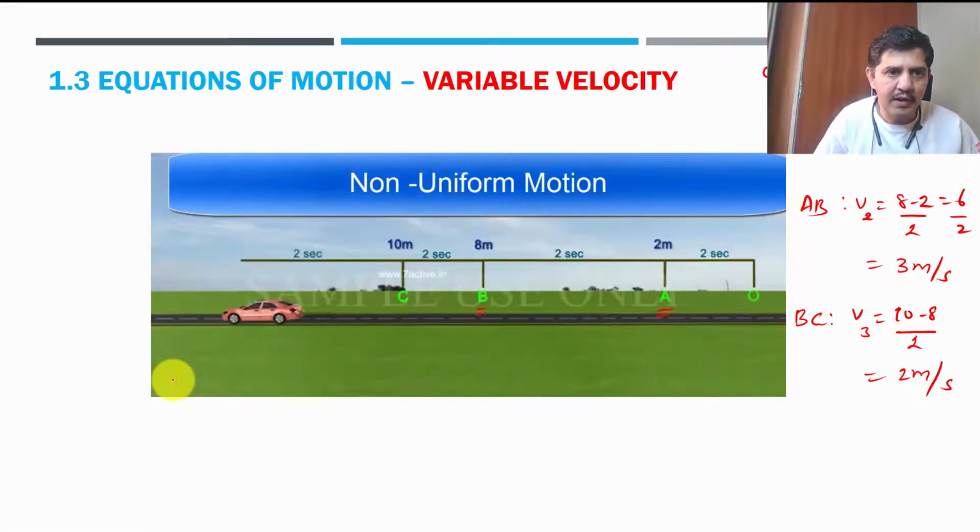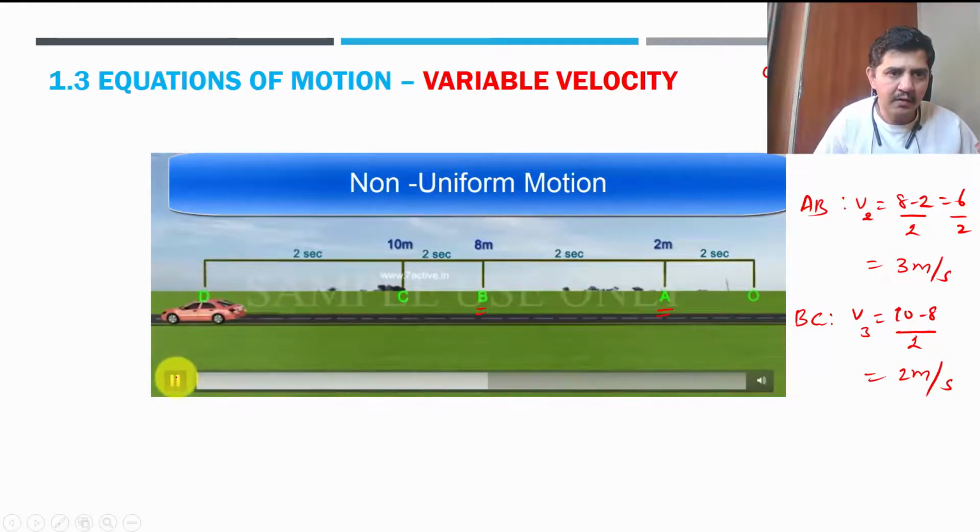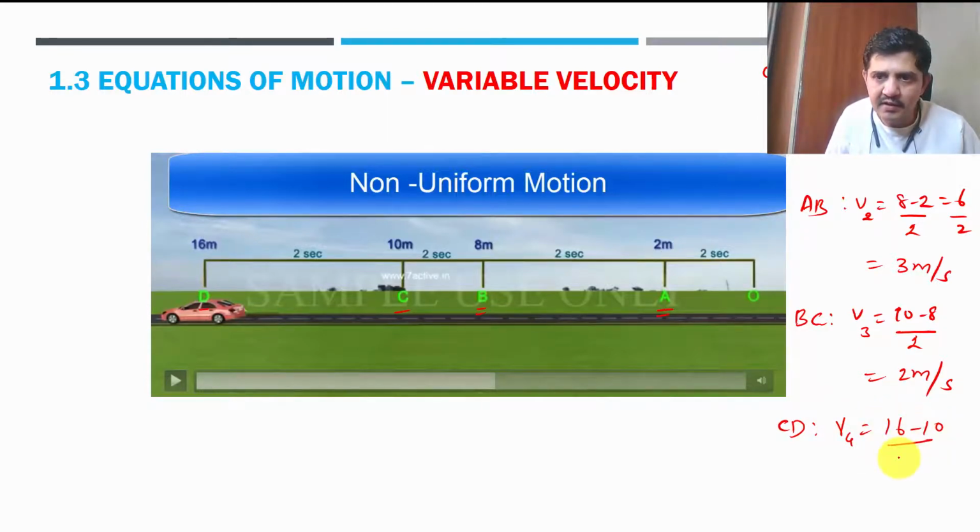We already ran from B to C. Let us run from C to D now. Let me stop here. From C to D, as you observe, the distance is 16 meters from 10 meters, which means for CD, V4 should be 16 minus 10 divided by 2 seconds. Now what do I observe here? This is 6 by 2, which should be 3 meters per second.